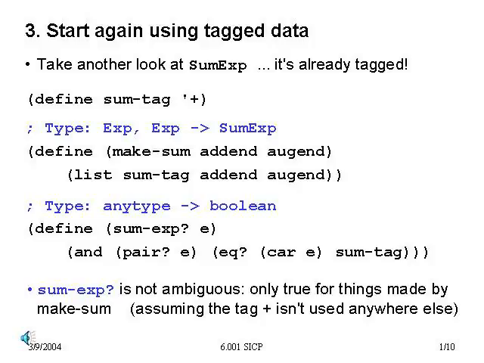And the key point is, in this case, sum expression is not ambiguous. It's only going to return a true value for things that are made by makesum, assuming, of course, that we don't use the tag plus in some other way. Also notice how it's going to be easy to change this. If we want to use a different representation for sum tag, all we have to do is change that definition, and everything else will follow through.